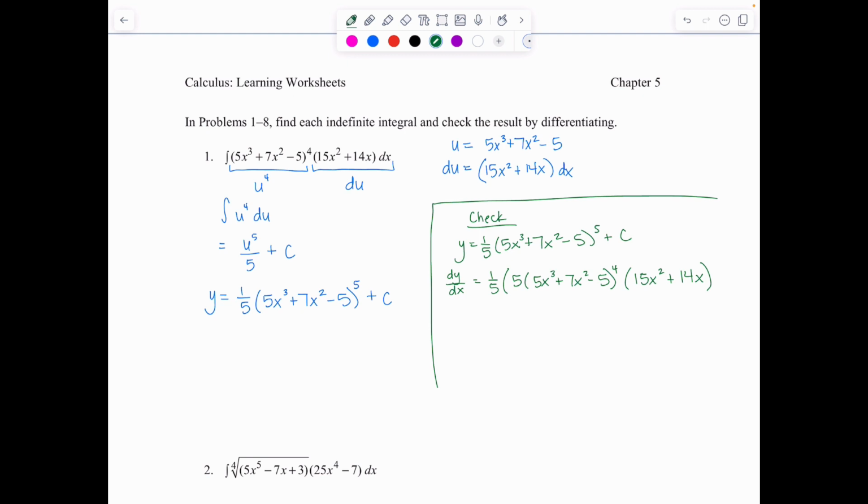And if we clean that up a little, we can do 5 divided by 5, so we're left with 5x cubed plus 7x squared minus 5 to the 4th times 15x squared plus 14x. And that's where we started, so it checks out.